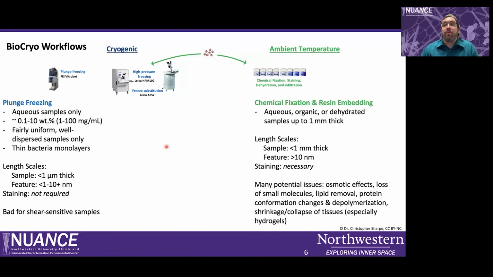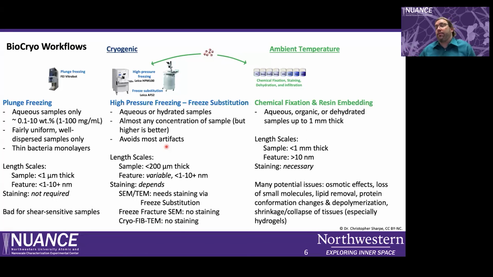And so if your sample is very prone to these, high pressure freezing freeze substitution is probably what you'll need to use. Like plunge freezing, high pressure freezing is limited to aqueous or hydrated samples. Unlike plunge freezing, you can really work with almost any concentration of sample, and higher is better. So if you have something that is 50, 60, 70 weight percent sample, and the remainder is water, that would probably be almost perfect for high pressure freezing.